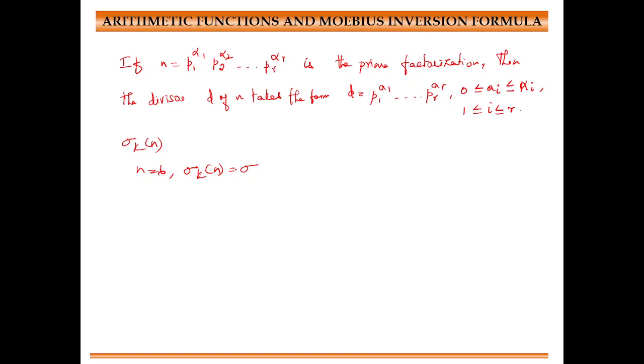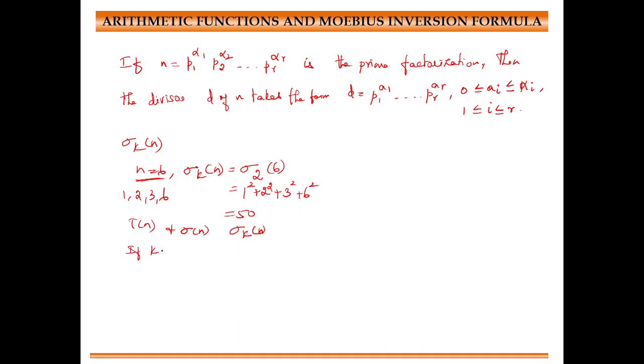If we take k equal to 2, then sigma 2 of 6 is equal to 1 square plus 2 square plus 3 square plus 6 square, since the divisors of 6 are 1, 2, 3, 6. This is equal to 50. The functions tau of n and sigma of n are special cases of sigma k of n.